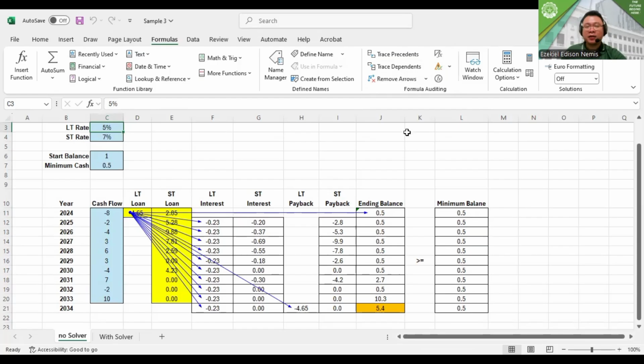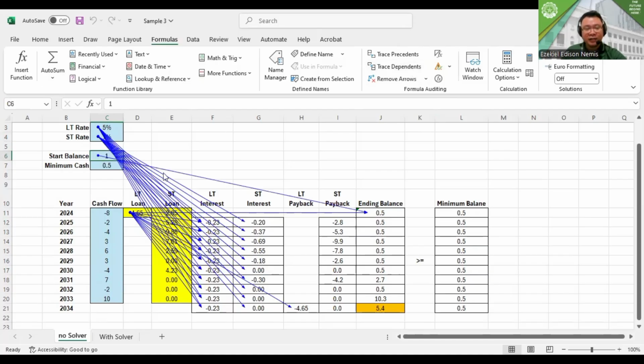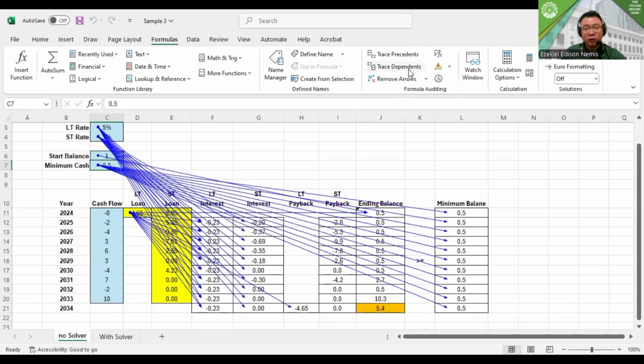Let's click on trace descendant also. You can see here where it came from. Same thing with SD rate. Click on trace descendant. Ayan. Kikita nyo lahat everything that they are connected with. They are already using an arrow. Same thing din dito, there is also a trace dependent here. You can see the data here also. If you want to remove the arrows, all you have to do is click remove arrow.